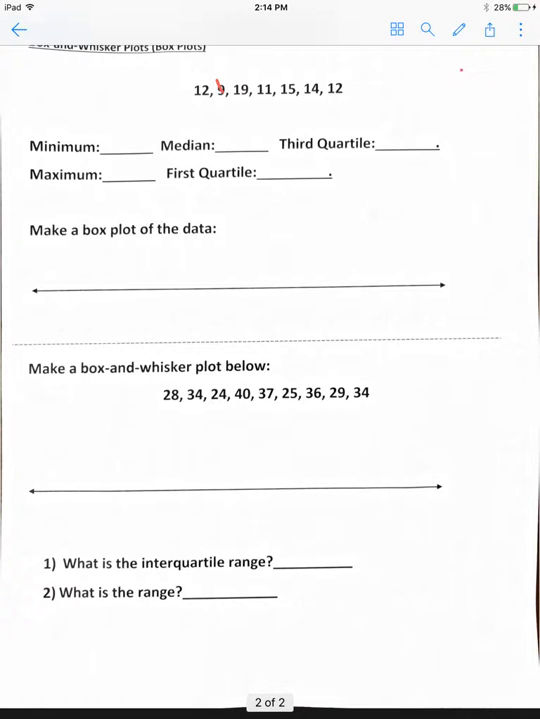Let's start with 9, and I think I see an 11 and two 12s. So 11, 12, 12. I see a 14, 15, 19. Now, in order to do a box plot, you have to find these 5 things: the minimum and maximum, median, first quartile, third quartile. Once you do that, this next step is going to be easy.